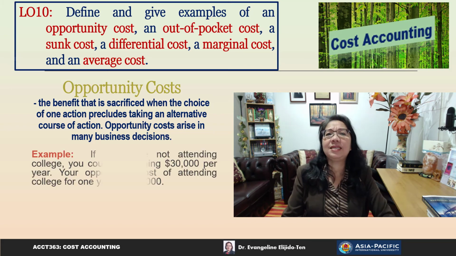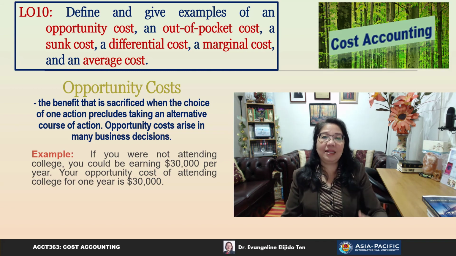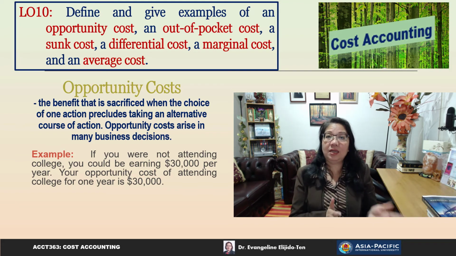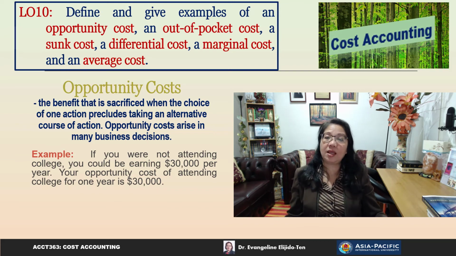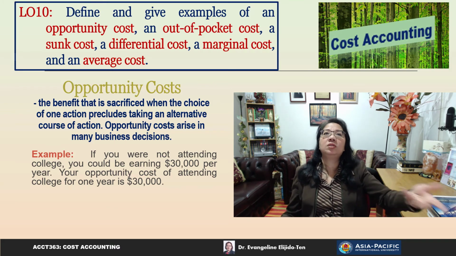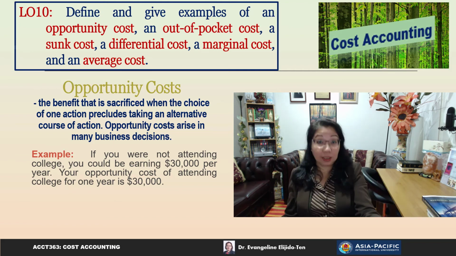All right, so what's an example of an opportunity cost? If you were not attending AIU now, could you be working? Yes, most likely. If you could be earning, let's say 30,000 per year, your opportunity cost of attending the university for 1 year would be 30,000. So as you can see, you will not be recording this 30,000 because this is really not a cost that you are going to incur. It's not your out-of-pocket cost, isn't it?